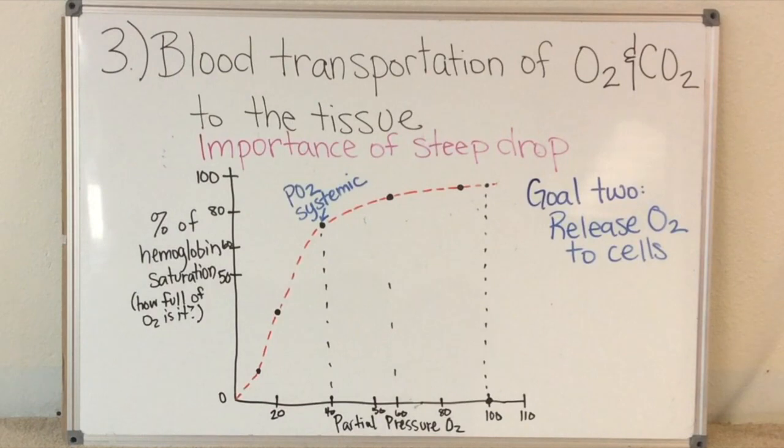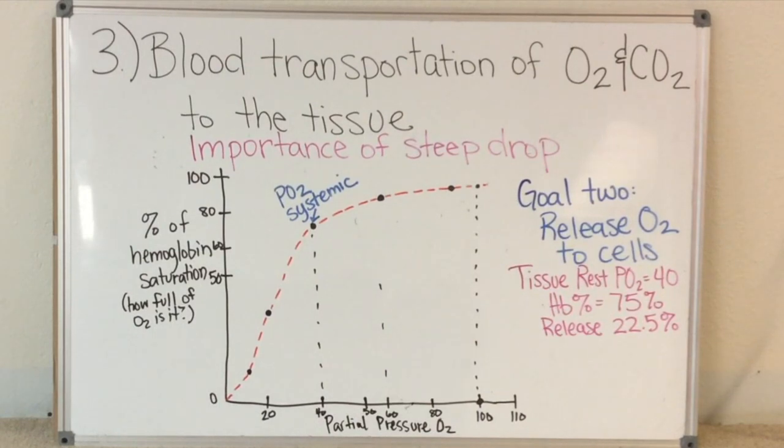The second goal of hemoglobin is to release the oxygen to the cells. At rest, the average partial pressure of oxygen in the systemic system is 40 millimeters of mercury. At 40 millimeters of mercury, the hemoglobin can only be 75% saturated. This means it has to release 22.5% of its oxygen to the tissue. What happens if our tissue becomes increasingly active?